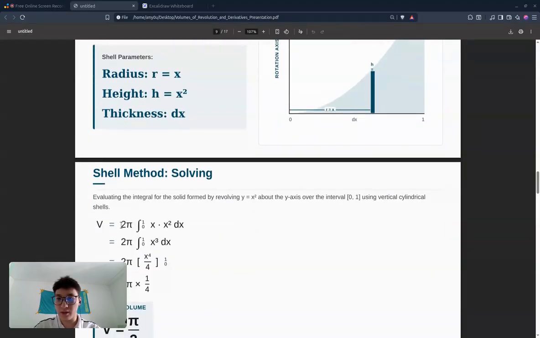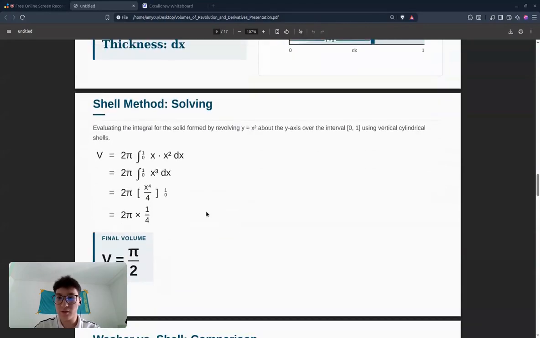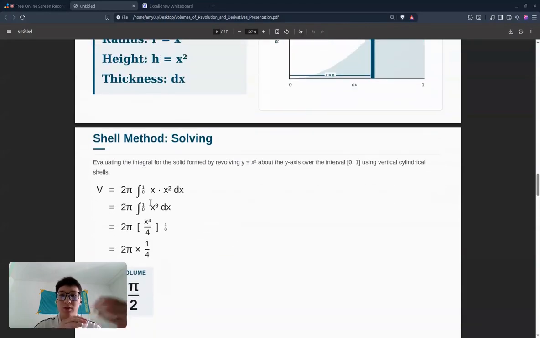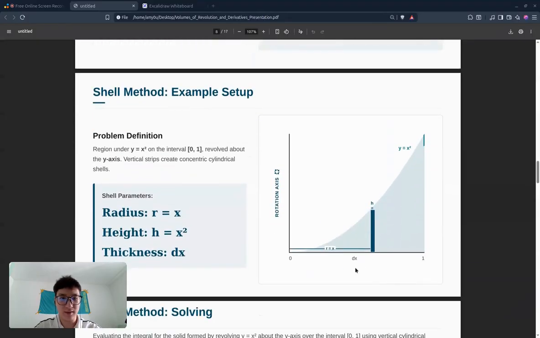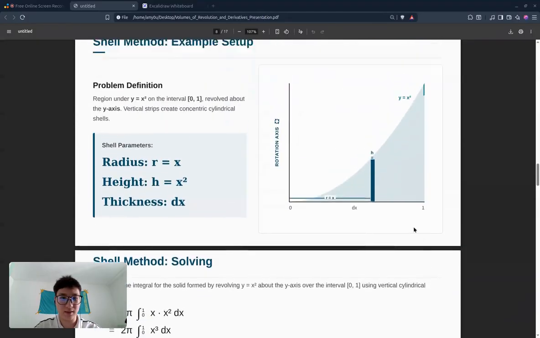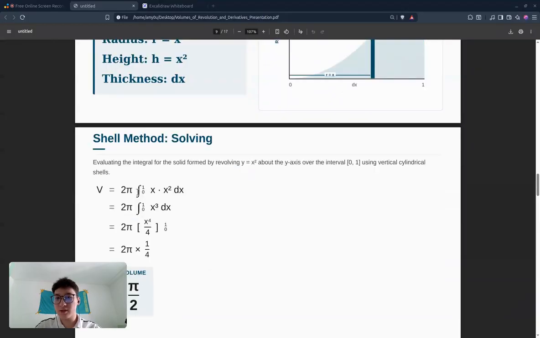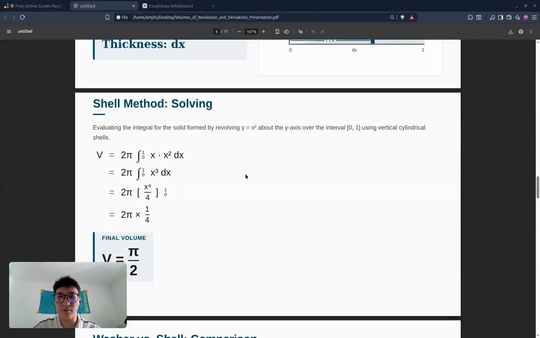So we get V equals the integral from 0 to 1 of x multiplied by x squared. x is our radius, x squared is our height, and dx is the tiny thickness. Then we solve this simple integral and we get 2 pi x to the fourth power divided by 4, from 0 to 1. We just plug in 0 and 1 and we get our volume.